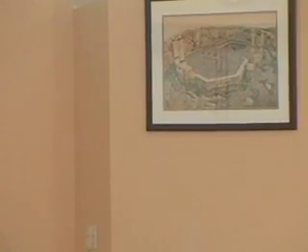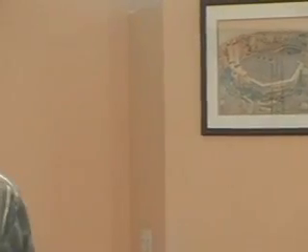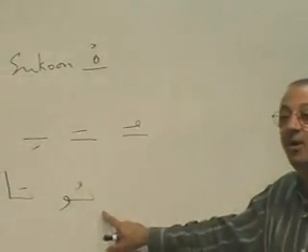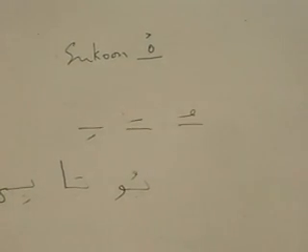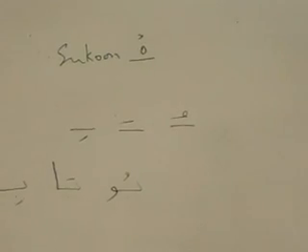Okay. Now, Sukoon is not a vowel sign. What is Sukoon then? Sukoon tells me that there is no vowel sign on the Arabic letter. Are you with me, brother? Okay. Where is the vowel sign here? On ba. What is on the ba? It's a sukoon. Why? There is no vowel sign. Okay.